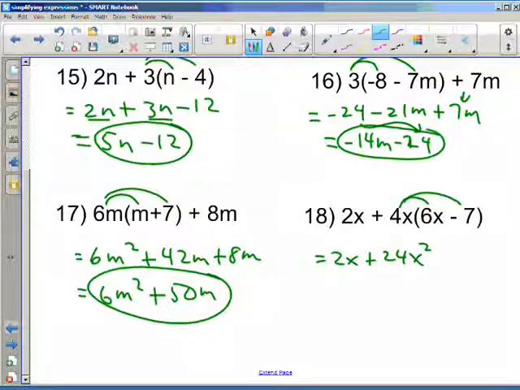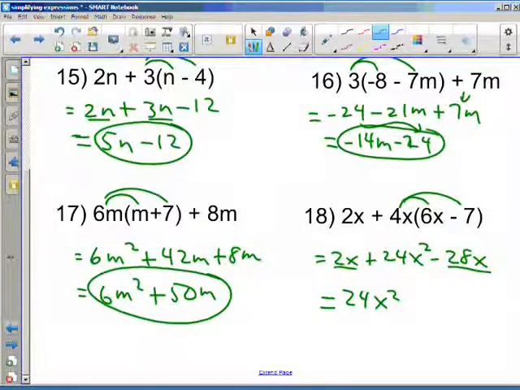And then 4x minus 7 minus 28x. I'm going to put the higher degree term first, the x squared, and then just add a 2x and a minus 28x to get negative 26x.